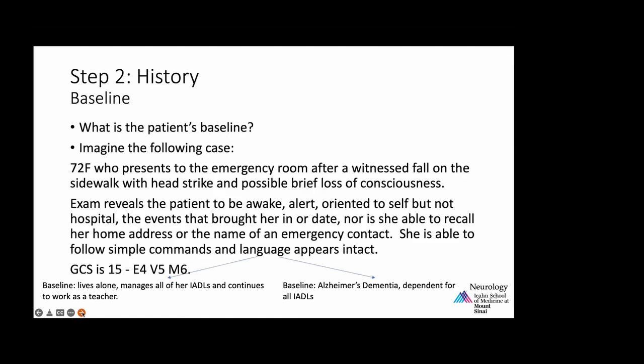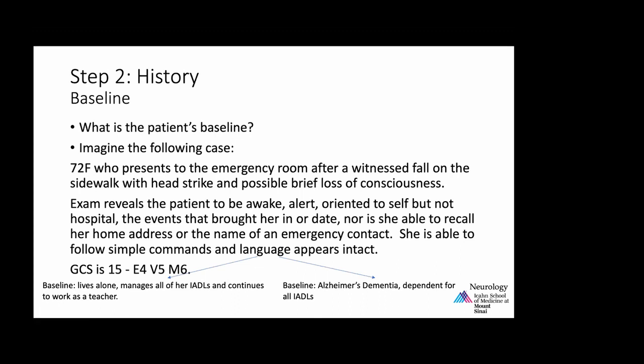And then also baseline. What is the patient's baseline? This can sometimes be the hardest thing to discern, especially in patients who are altered. This is something in neurology we struggle with a lot. You're trying to evaluate the organ that is dysfunctional. So it can be hard, especially if they don't have someone with them, but it is very critical.